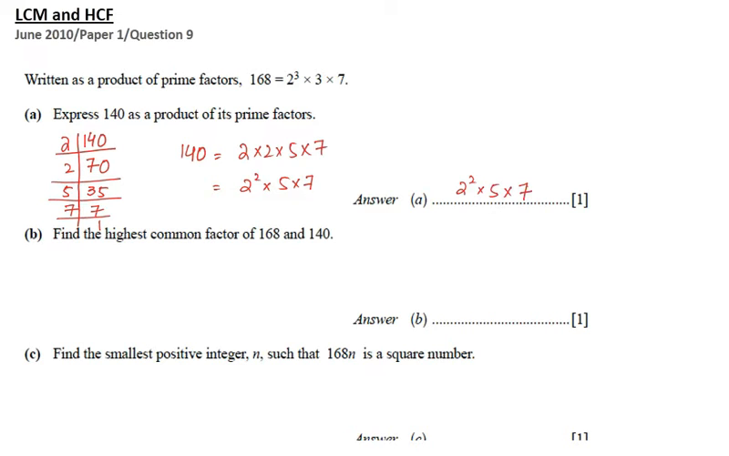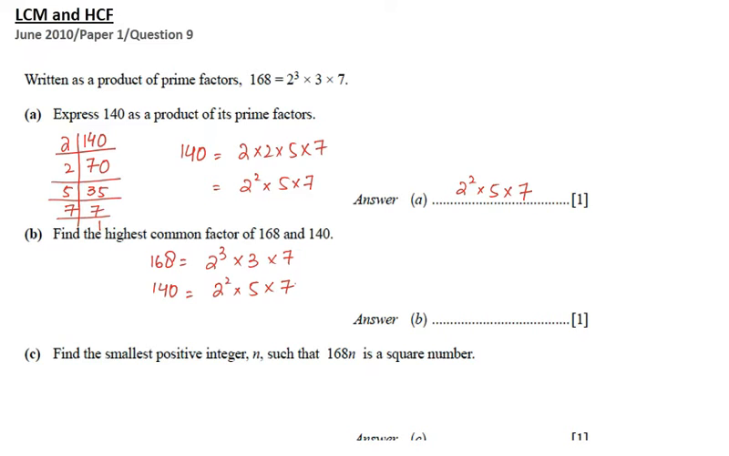Now in part B they are saying find the highest common factor of 168 and 140. They have already given the factors of 168 in the question, and we have got the factors of 140 in part A. So 168 has factors 2 cubed into 3 into 7, and 140 has factors 2 square into 5 into 7. Now the common factors are 2 and 7, because 3 is not present in both numbers, and 5 is also not present in both numbers.